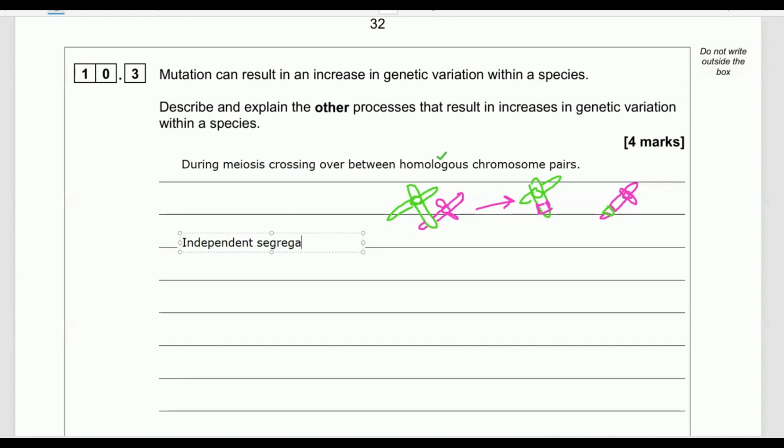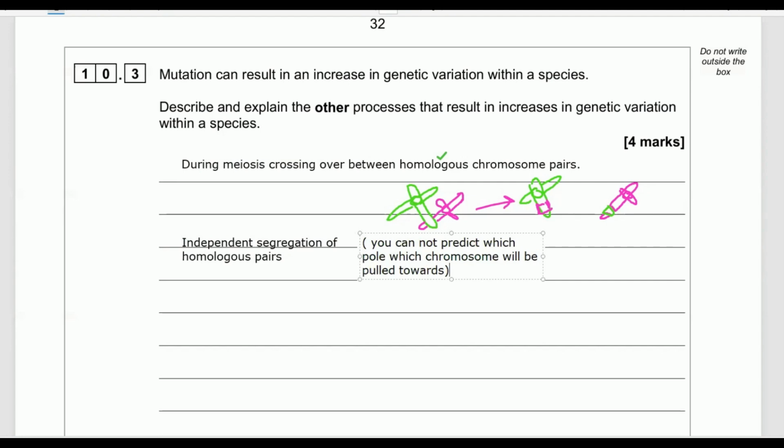Right, we've got independent segregation, which they kind of put on the same marking point as something called random assortment. Random assortment is it's randomized how they line up on the equator. And then independent segregation, when chromosomes pull apart, we don't know which one is going to which pole of the cell, and so which maternal or paternal alleles are going to end up in each daughter cell. We don't know which combinations, and we call that independent segregation.